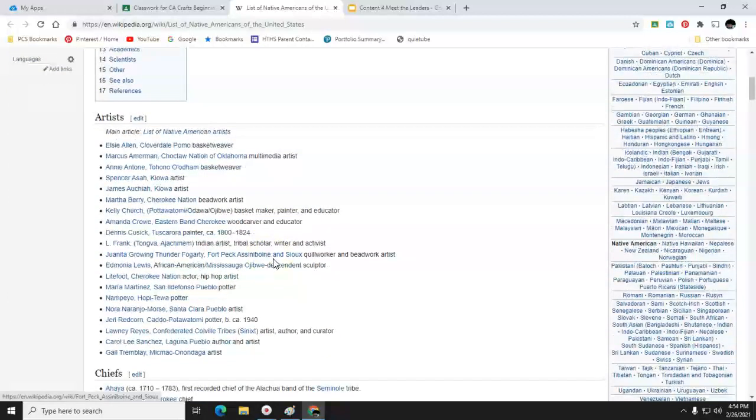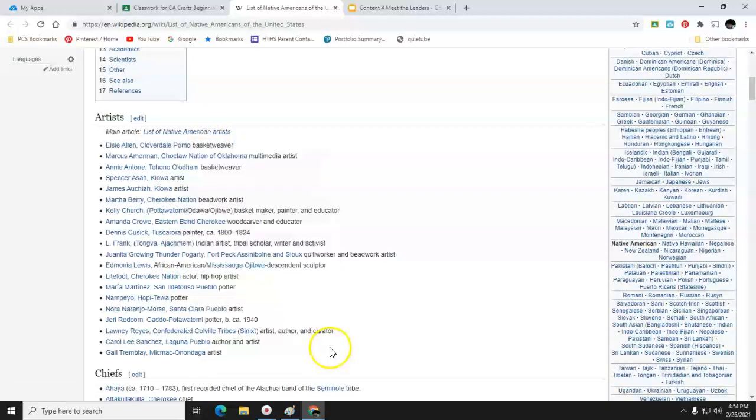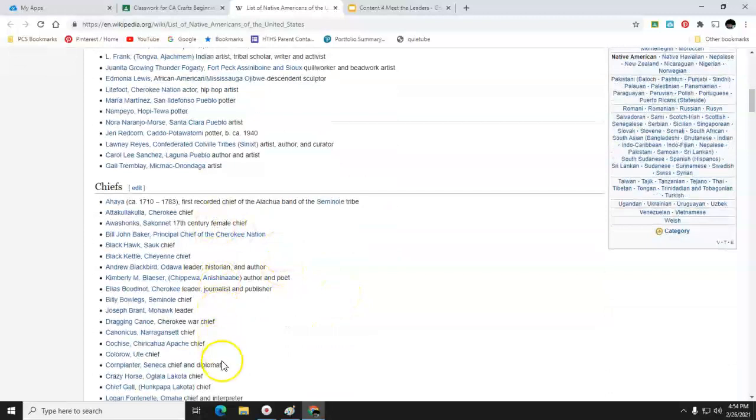And as you scroll through, you will see their name. And by no means are these all of the famous Native American artists. And that falls true for every category. But if you see something that catches your eye, oh, this person does beadwork. This person is hip hop. This person does whatever. And then we have chiefs.